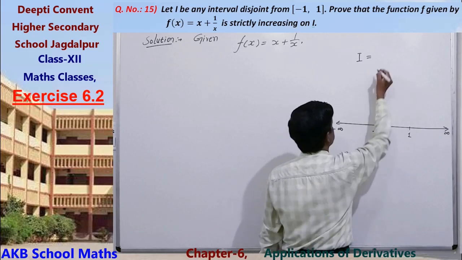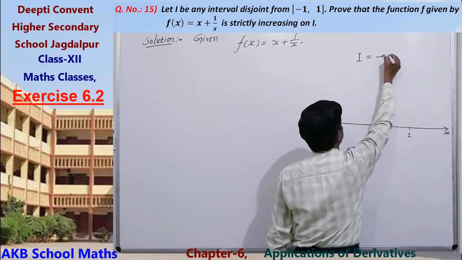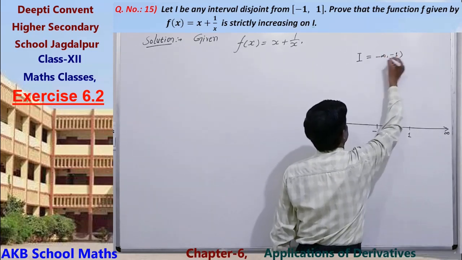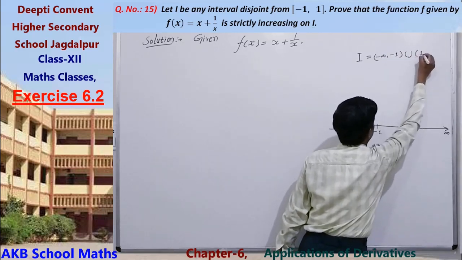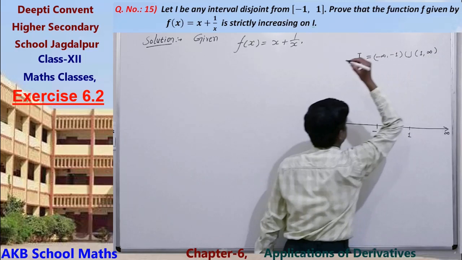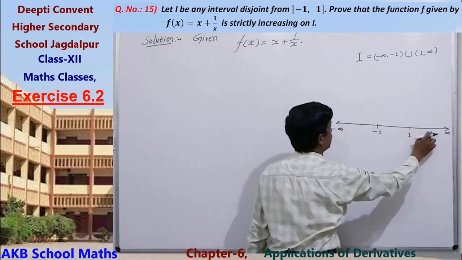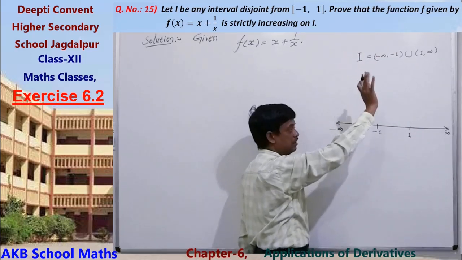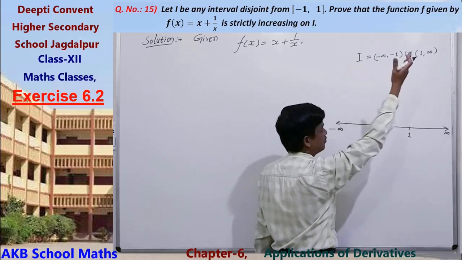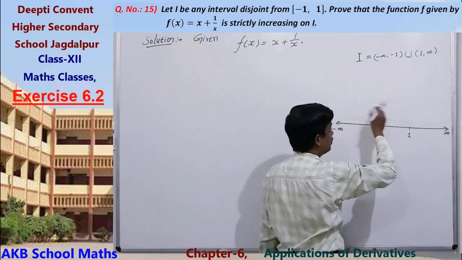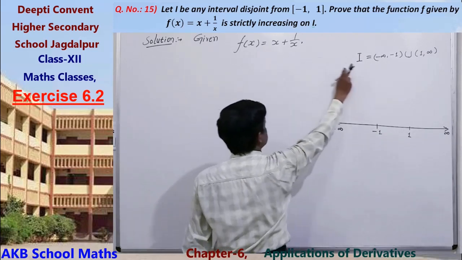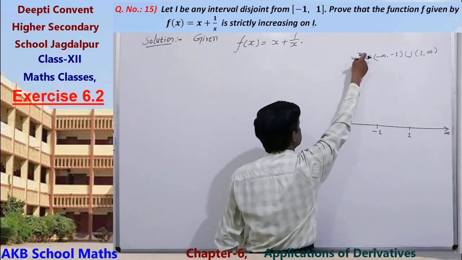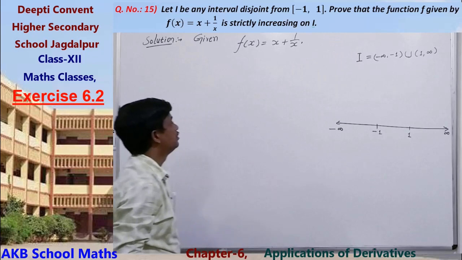So I equals minus infinity to -1 union 1 to infinity. These two parts make up I, and the interval -1 to +1 is disjoint from this I. So we have to show that this function is strictly increasing on I.